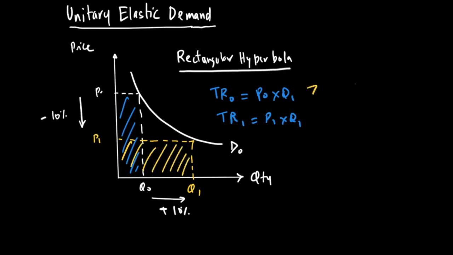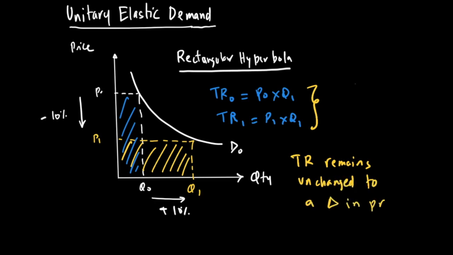So when you are selling a unitary elastic good, the percentage change in price will lead to an equal and opposite change in quantity demanded. Hence, total revenue remains unchanged to a change in price.